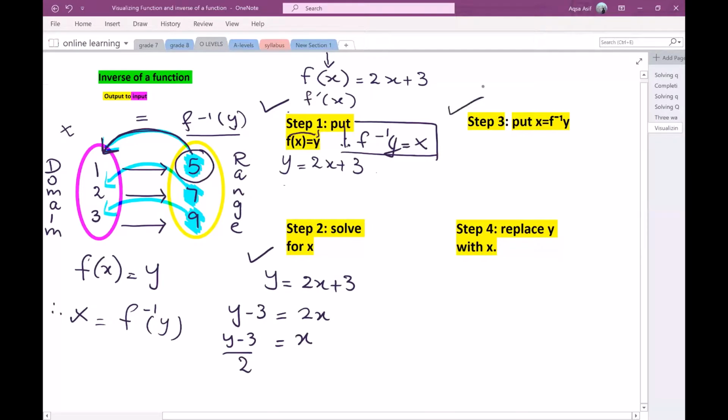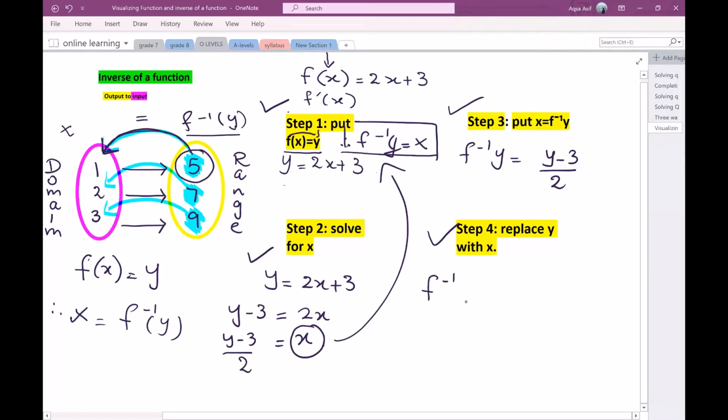Step number 3, instead of this x, can I put f inverse y? Because we know that if f of x is equal to y, f inverse y is equal to x. We have to keep this in mind. So instead of x, I'll replace it with f inverse y. So I'll rewrite it, f inverse y is equal to y minus 3 over 2. We are almost there. Okay. Step number 4 is replace y with x. You have to put x instead of y, and you have figured out the inverse function of x.